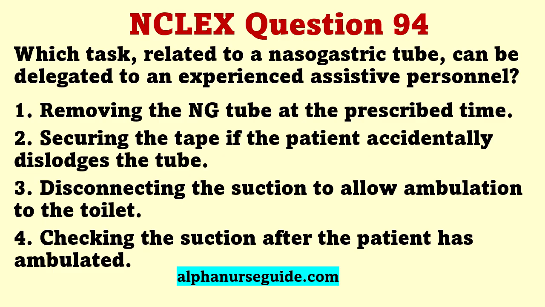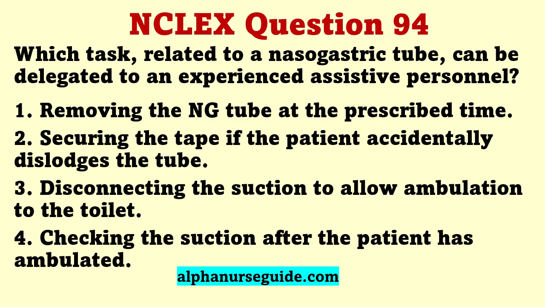Which task, related to a nasogastric tube, can be delegated to an experienced assistive personnel? 1. Removing the NG tube at the prescribed time. 2. Securing the tape if the patient accidentally dislodges the tube. 3. Disconnecting the suction to allow ambulation to the toilet. 4. Checking the suction after the patient has ambulated.